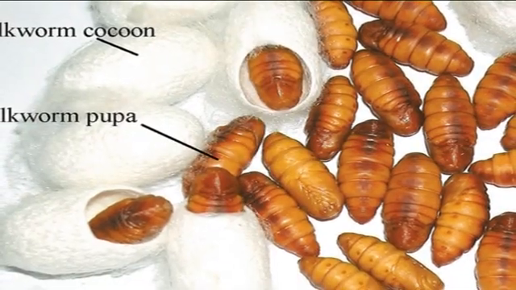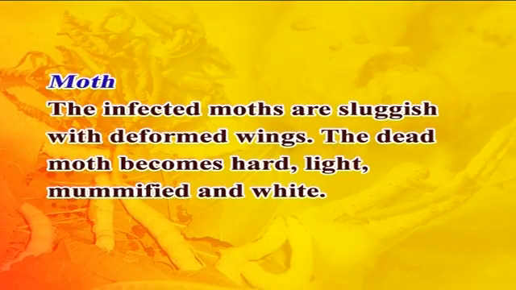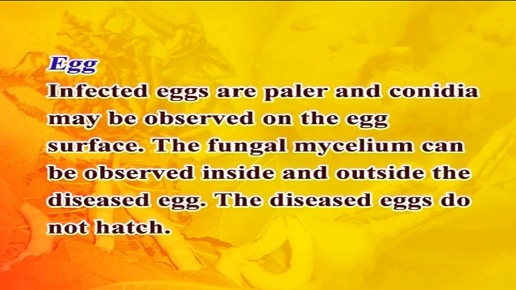The mummified pupa is hard, light and white. Moth: the infected moths are sluggish with deformed wings. The dead moth becomes hard, light, mummified and white. Egg: infected eggs are paler and conidia may be observed on the egg surface. The fungal mycelium can be observed inside and outside the diseased egg. The diseased eggs do not hatch.